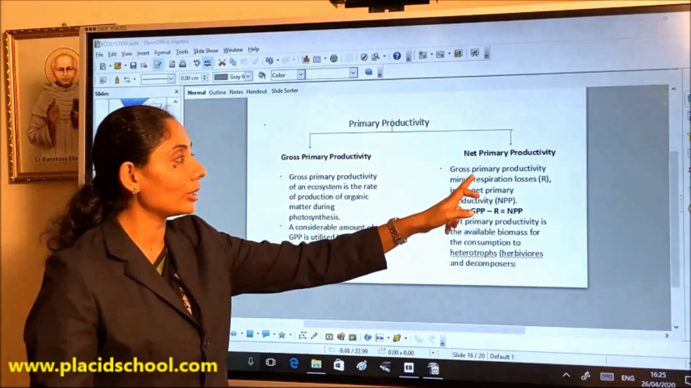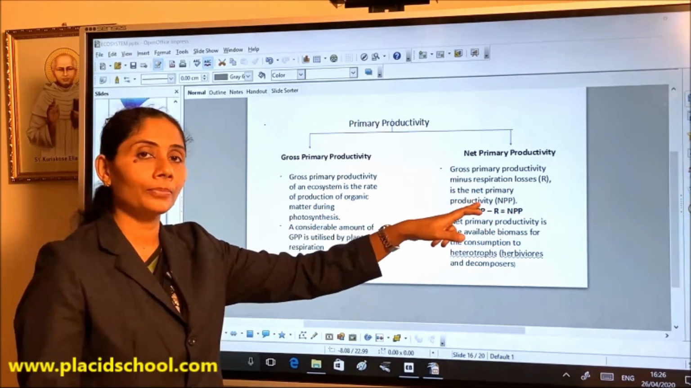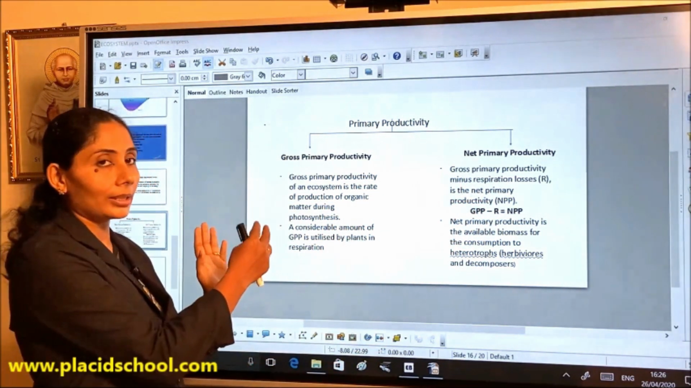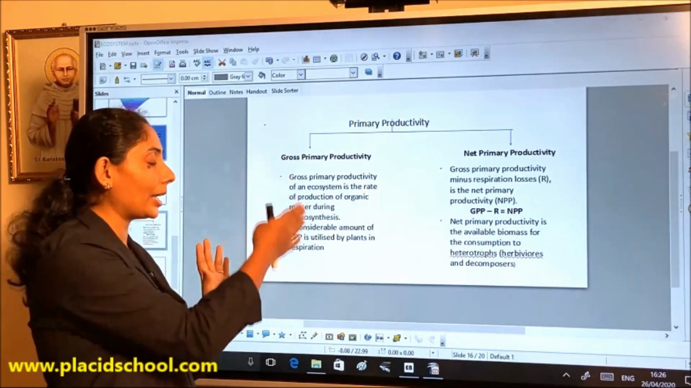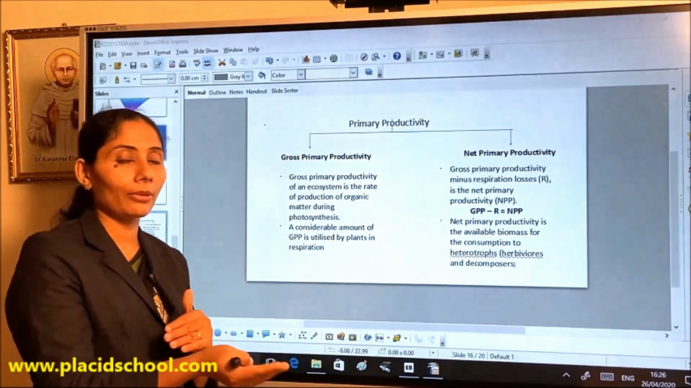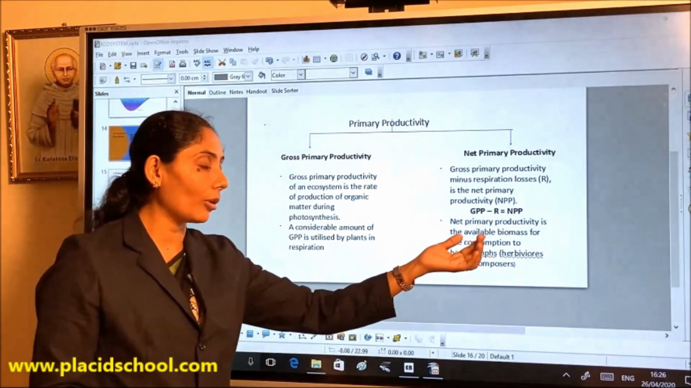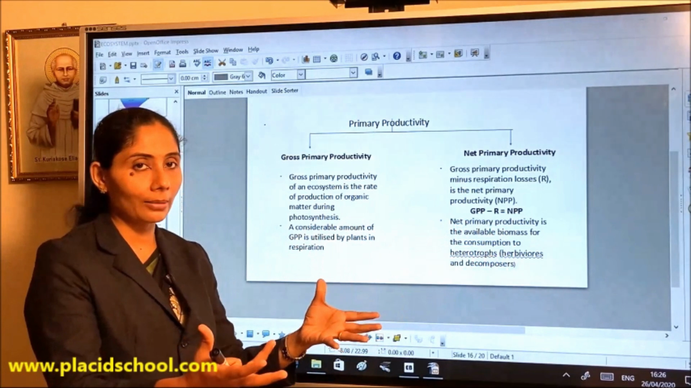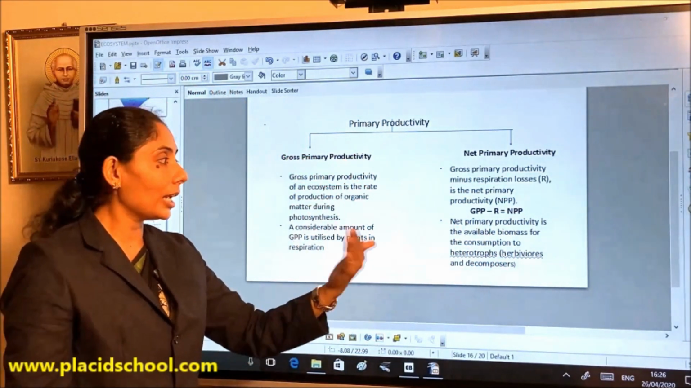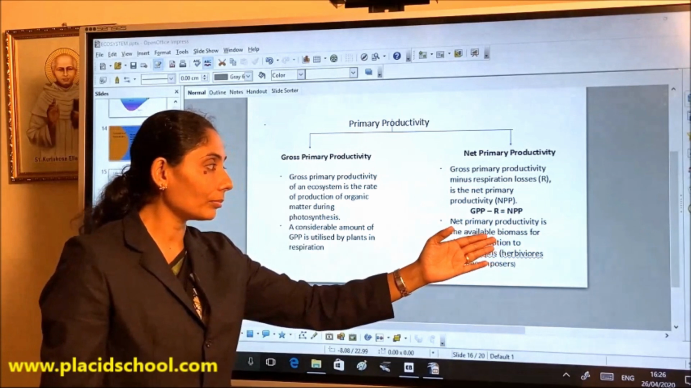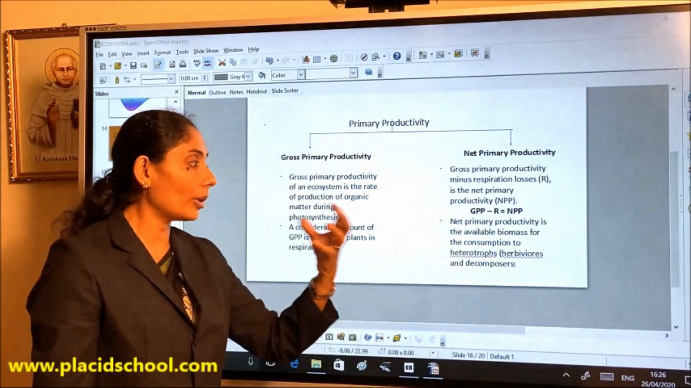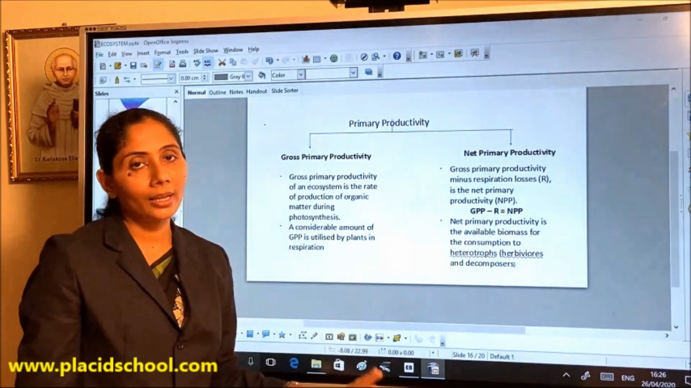Again, let me define it. Gross primary productivity minus respiration losses is the net primary productivity, and we can say it is the available biomass. As I told you, some glucose will be utilized for respiration, for carrying out the plant's day-to-day activities, and the remaining glucose will be utilized for making other biomolecules, or you can say the organic matter, the biomass of the plant. When it is utilized by the plant, the plant will grow immensely and attain a huge biomass. This is available biomass for consumption by the heterotrophs, both herbivores as well as decomposers.